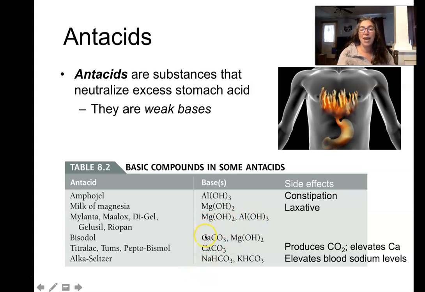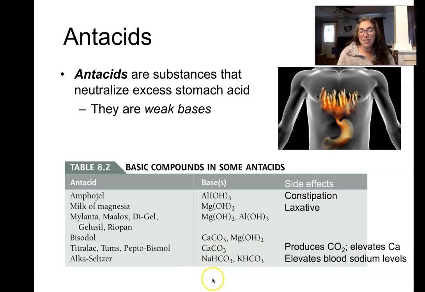Another common one is calcium carbonate. That's the main ingredient in Tums. And calcium carbonate, when it reacts with acid, produces carbon dioxide. And carbon dioxide is a gas, so it's very common to burp after taking a Tums because you produce that gas in the stomach. And that's just a side effect of those. Another thing is that they contain calcium. A lot of people actually take Tums as a calcium supplement. It can double as a calcium supplement because it contains calcium as a component.